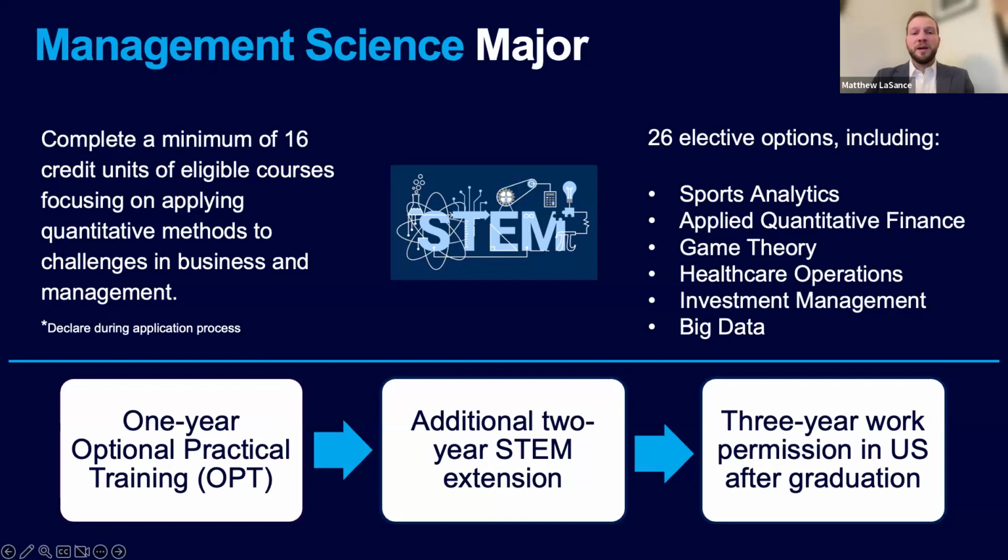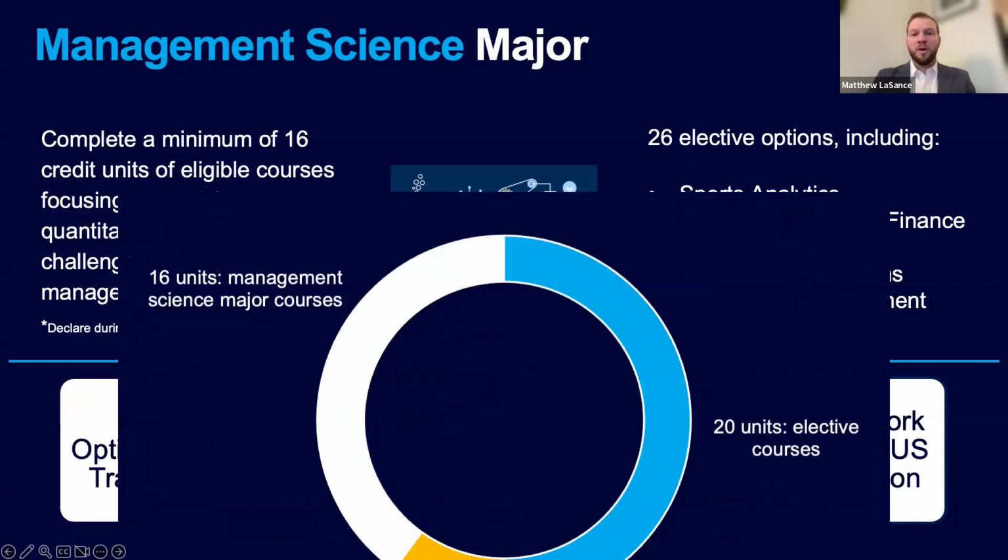Now, one of the other reasons that many students may be interested in this major is that normally you would have 1 year of OPT, or optional practical training, upon graduation. Through this major, you may be eligible for an additional 2-year STEM extension, giving you the potential for 3 years of work permission in the US upon graduation if accepted. And now we'll take a look at what that looks like.